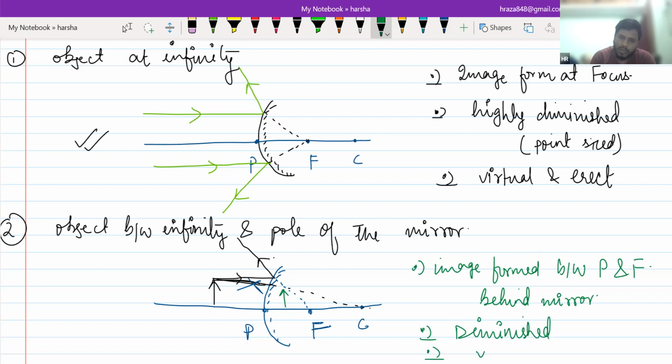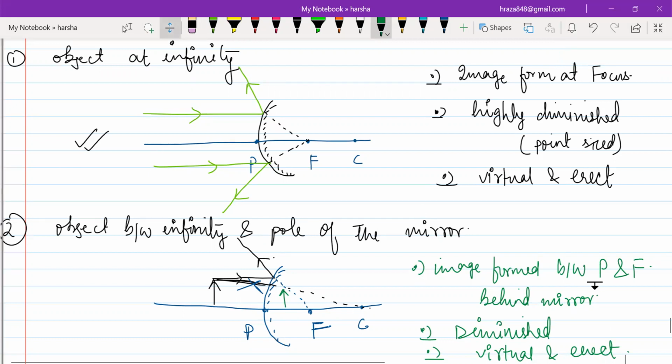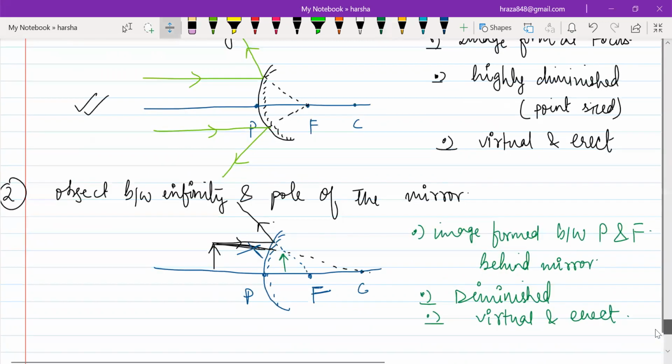And the fourth one, virtual and erect. So basically, all the images formed by a convex mirror are virtual and erect. In the case of a concave mirror, there are 6 cases, in which one case will form a virtual and erect image, and in the rest 5 cases, the images will be real and inverted. Is that clear? Yes, sir. Very good. Please write it.